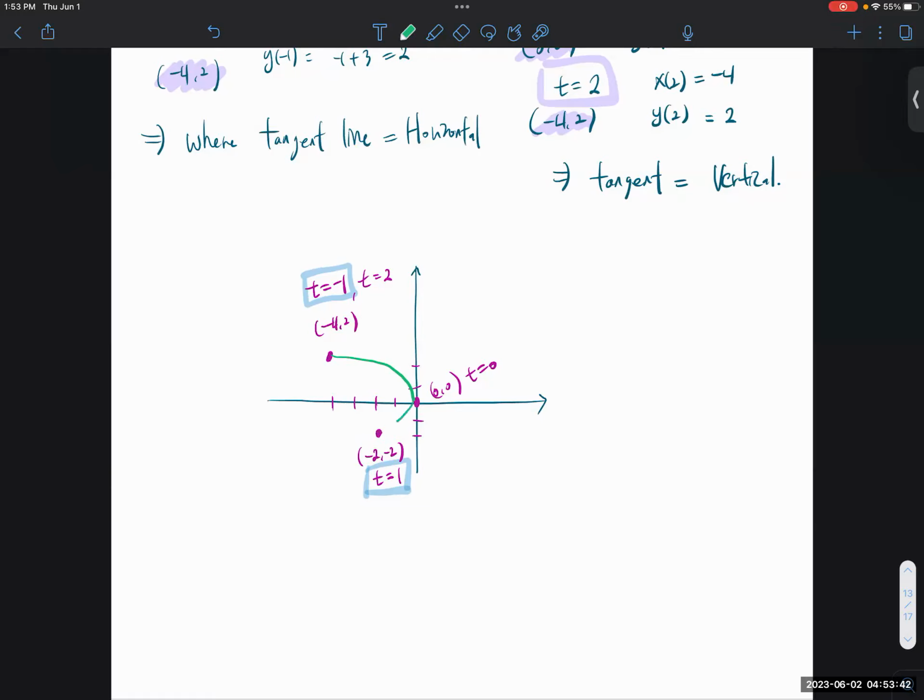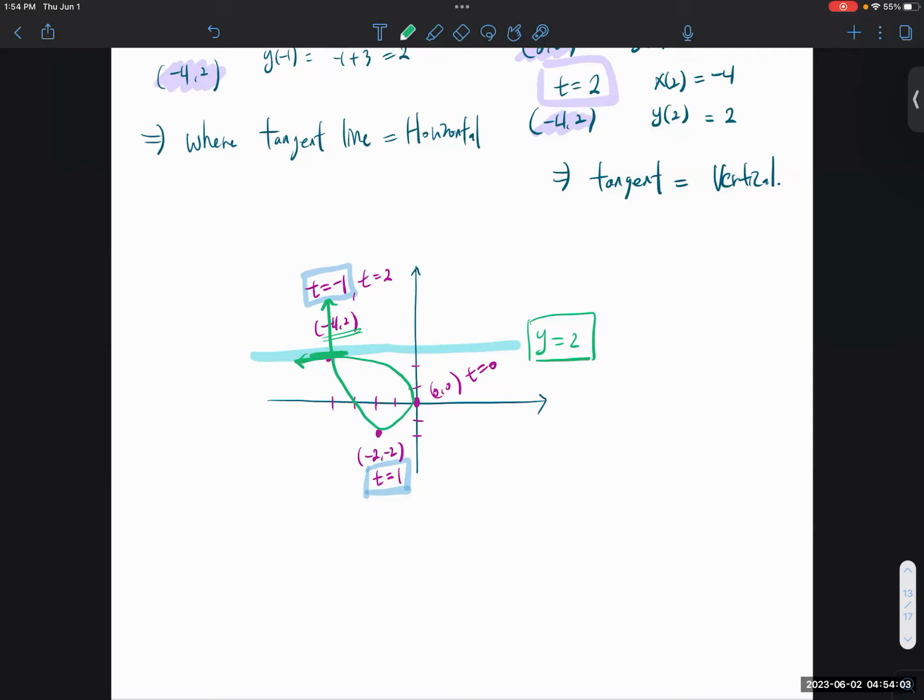My bad. So they have to connect. So you see that here? We have a horizontal line. This is where y equals 2, right? Because we are passing (-4, 2). Here, this is the horizontal line. So the slope is 0.